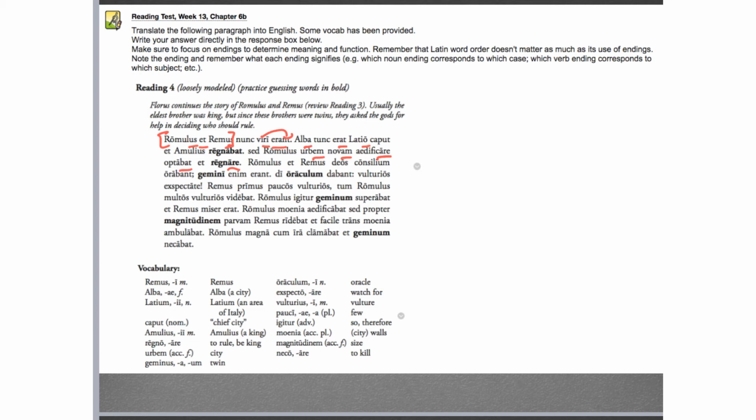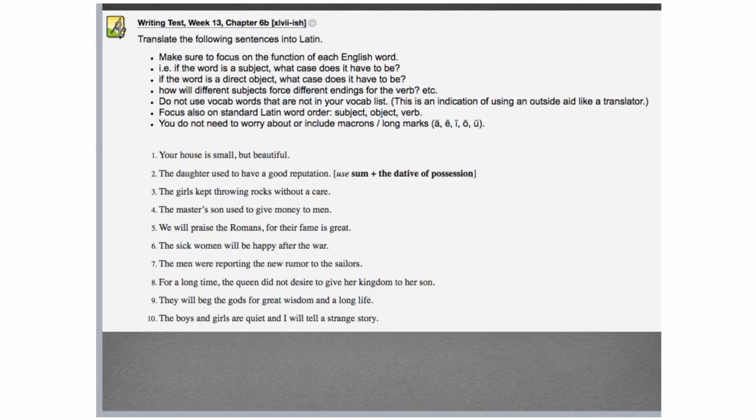Clearly, someone is wanting to do something, and that's going to be Romulus. So, Romulus was wanting to build a new city, aedificare urbem novam, et regnare, and to rule it, the new city. All right, I will leave the rest for you.